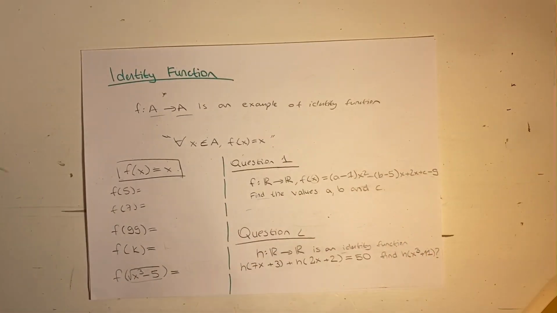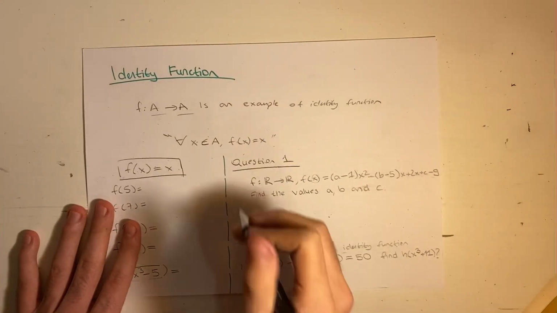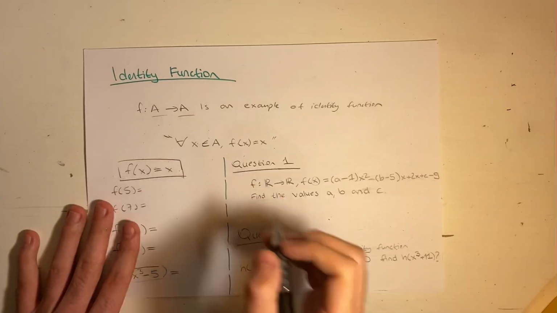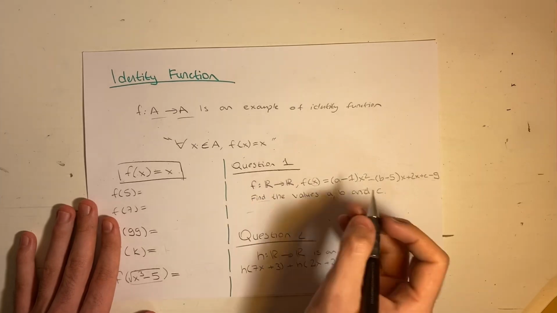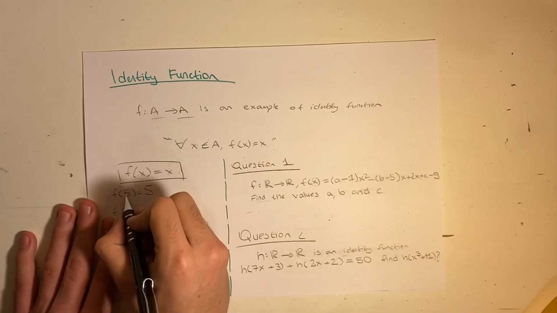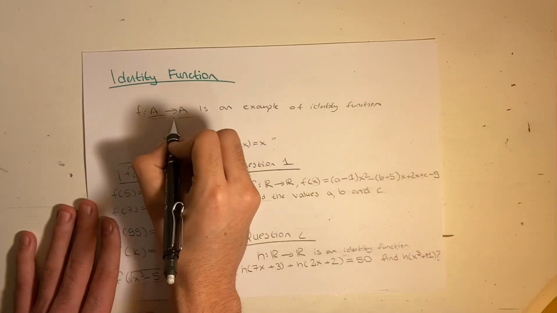So what is an identity function? Identity function is basically anything you put inside X is equal to the output. So for example, if you put 5, you would get 5. The input is equal to output. Domain is equal to the range, as you can see here.